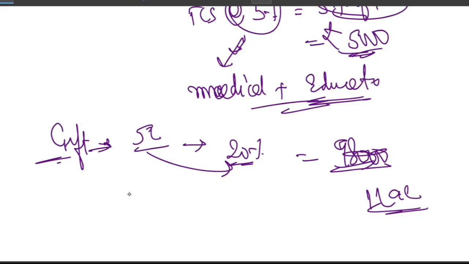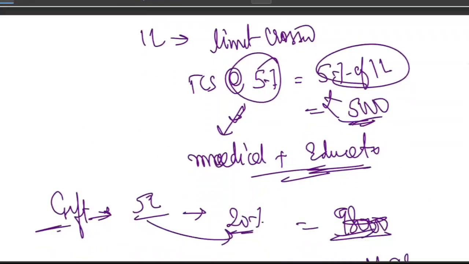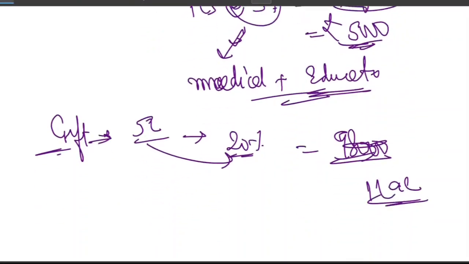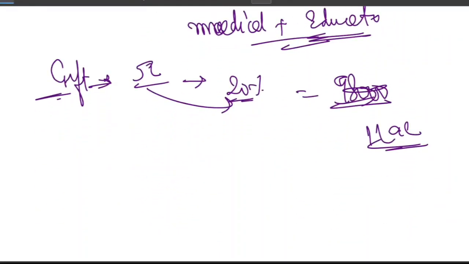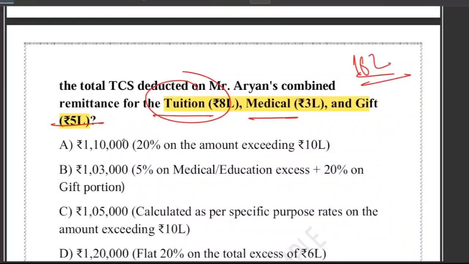So what is the final calculation? Medical excess plus gift amount, total TCS is how much? Total TCS is 1 lakh 5,000, right? 1 lakh 5,000 is the correct answer. So 1 lakh 5,000, I think this is the correct answer.